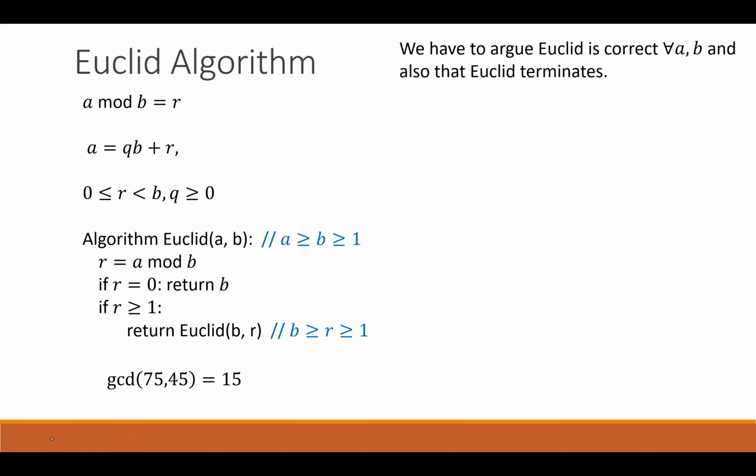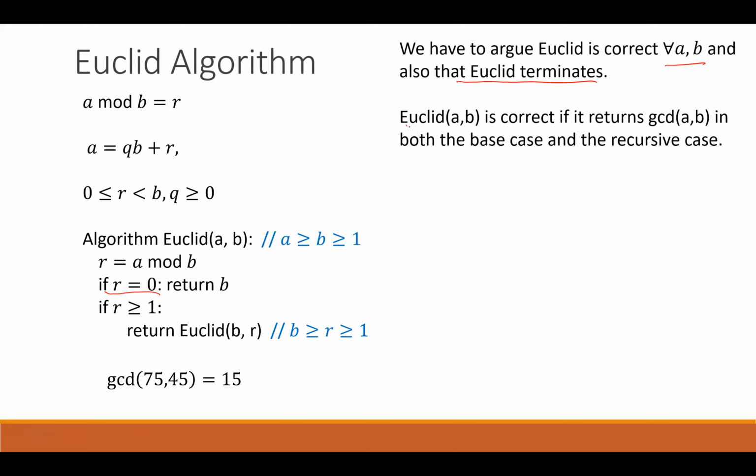So we want to argue that this is true in general. So we want to argue that it's correct over all A and B. And also we need to argue that this algorithm does indeed terminate. Right? So at some point, we're going to get a remainder of 0, and we're going to return an answer. So those are the things we have to argue. And how we're going to do it is we're going to say that this algorithm is correct if it returns the greatest common divisor of A and B, both in the base case and in the recursive case. So for us, the base case is that the remainder is equal to 0. And the recursive case is, of course, the remainder is at least 1.